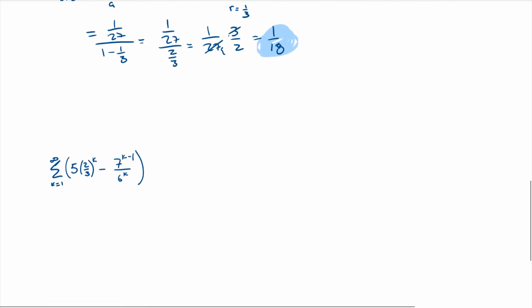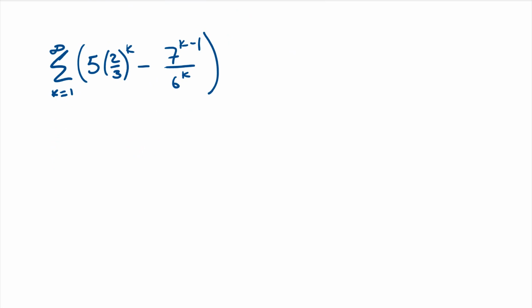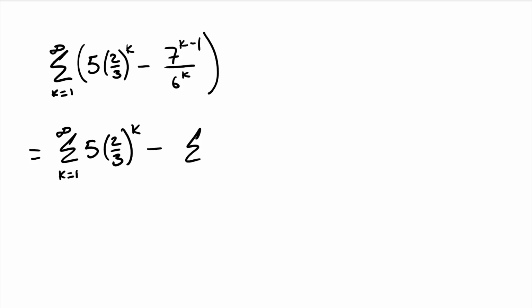Okay. Now I ask you about this one. Does that thing converge? Does it diverge? Well, let's just check it out. Let's go. This one's quicker. I want to bring this in, use our sum rule. 5 times 2 over 3 to the k. Hey, we know that one converges. That's good. That's good to go. K equals 1 to infinity of 7 to the k minus 1 over 6 to the k.